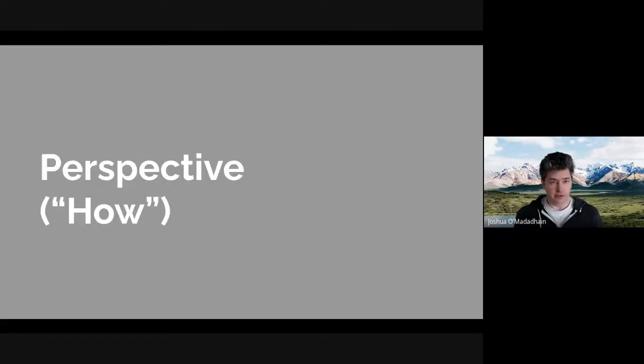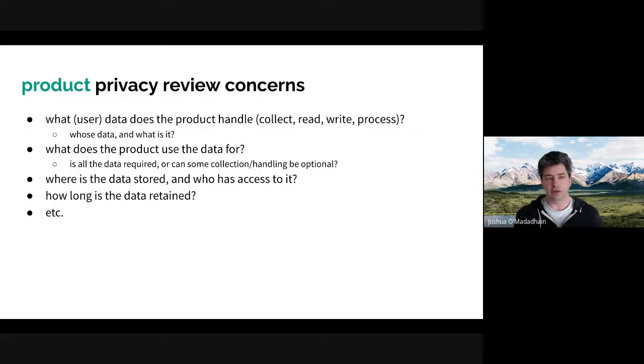So how do we look at this? Product privacy review concerns include things like what user or personal data does the product handle, including collection, reading, writing, and processing, whose data, what does the product use the data for, are all the data required, or can some of the collection and handling be optional? Where are the data stored? Who has access? How long is it retained? And so forth.